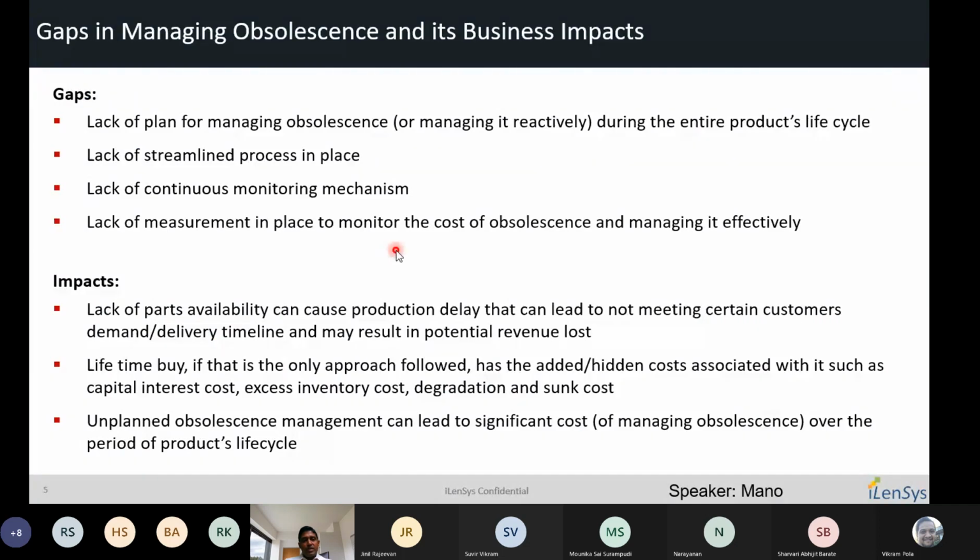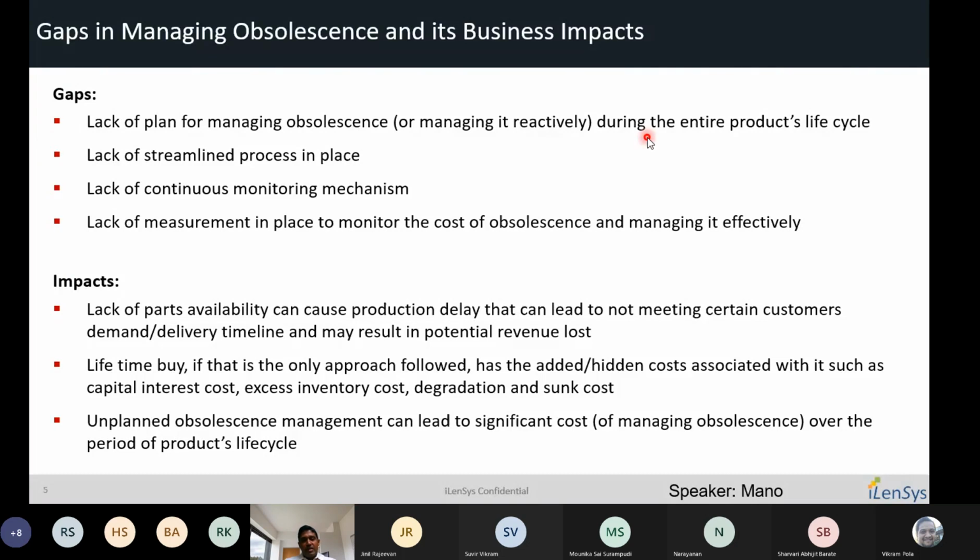So when we get into this topic of obsolescence, we wanted to start with covering the general gaps in obsolescence management that we are observing based on our experience working with various customers, and also its business impacts. If you look at the gaps, many times what we come across is that obsolescence is being managed reactively, or reactive obsolescence is the only approach being used across the entire product life cycle.